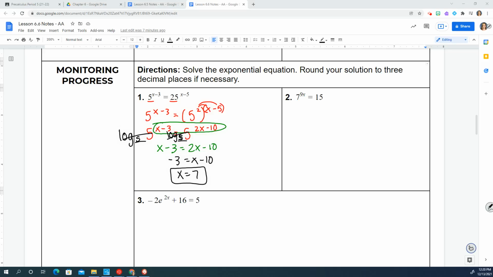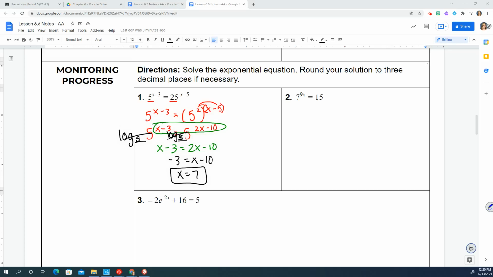All right, we get x to be 7. Okay. Let's do 2 more. So here, I only have 2 layers around x. I have a base of 7, and then I have 9 times my power. What would my first step be?